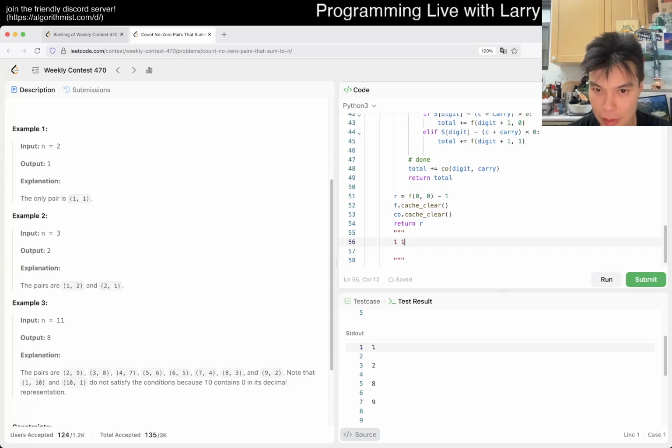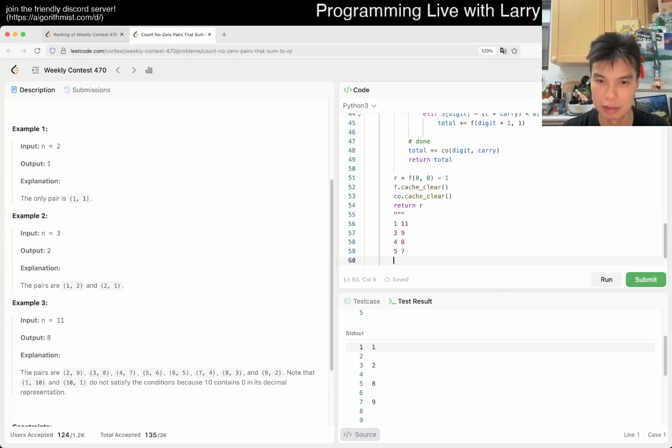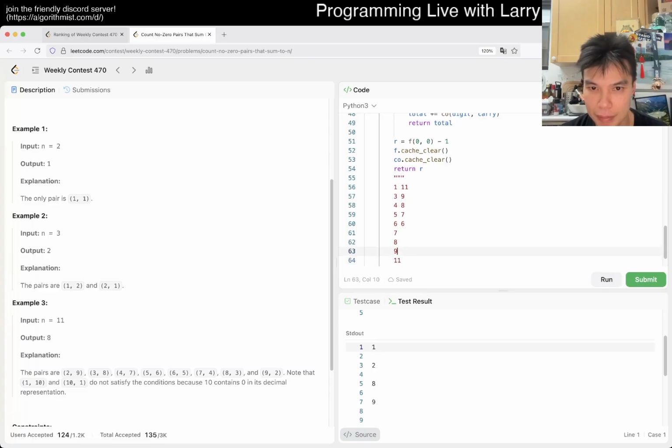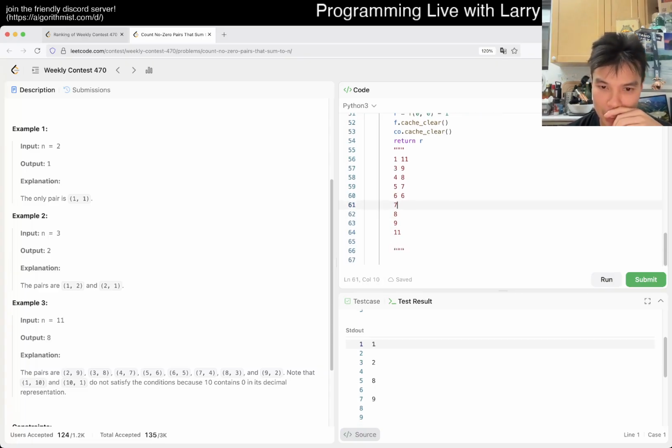111, 210 is not good. 3, 9, 4. Okay, and then it's... Oh, this is duped. We're only counting one of the numbers, so I think that's fine. We just have to count the mirrors. So then now just 7, 8, 9, 11, right? So that's why it is 9, but I return 8.